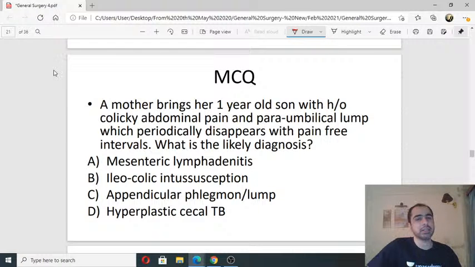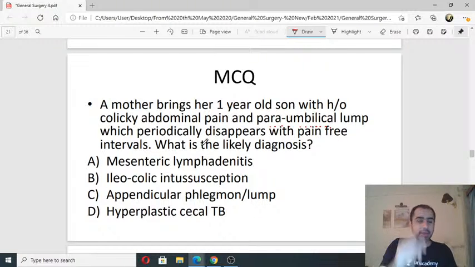Okay, this is one of the easy questions of the day. So this I think everybody should get. This is not a very difficult question. Mother brings her 1-year-old son with colicky abdominal pain and a paraumbilical lump, which disappears. Thrombosis of pampiniform plexus? Why should there be thrombosis of pampiniform plexus? There is no reason for that to happen.